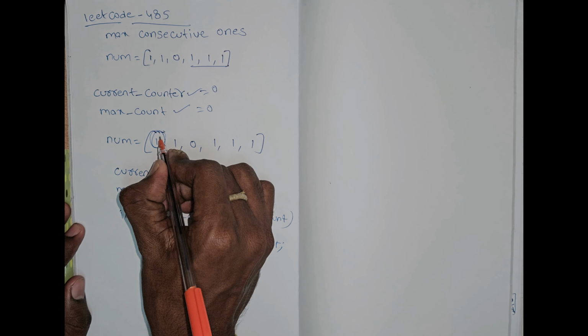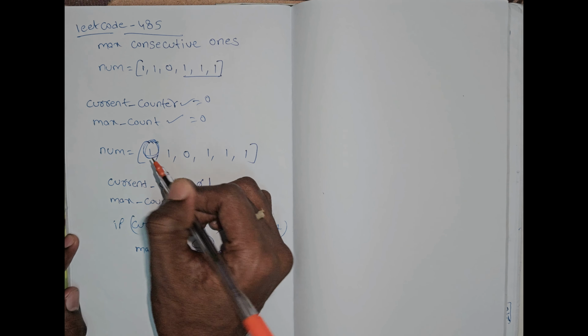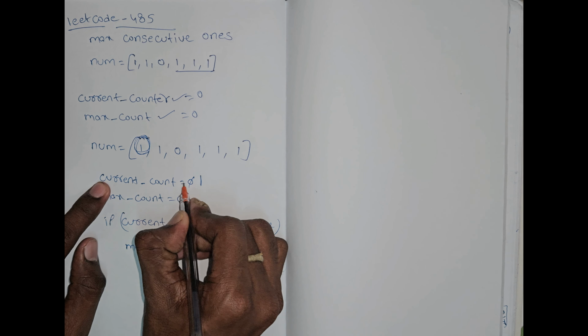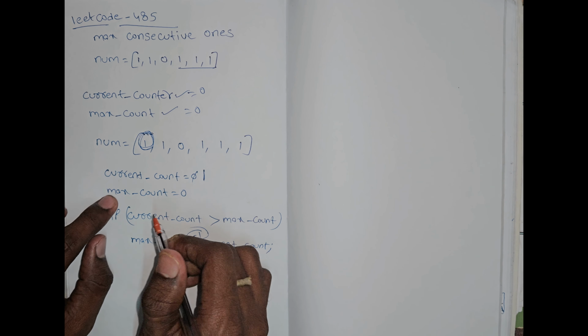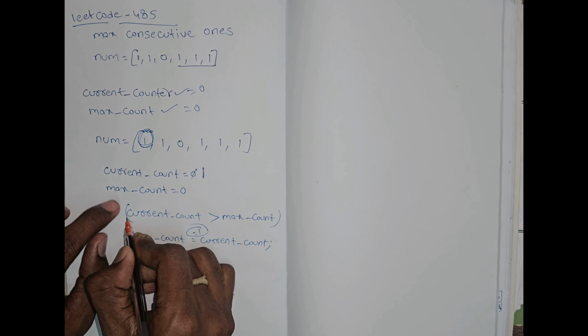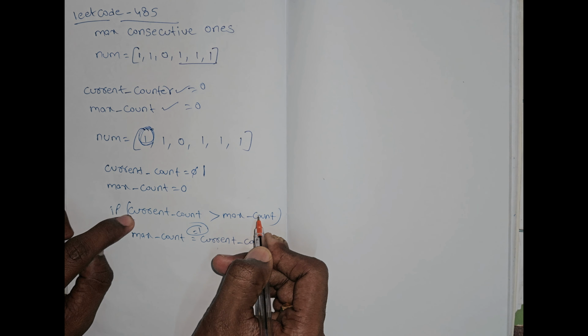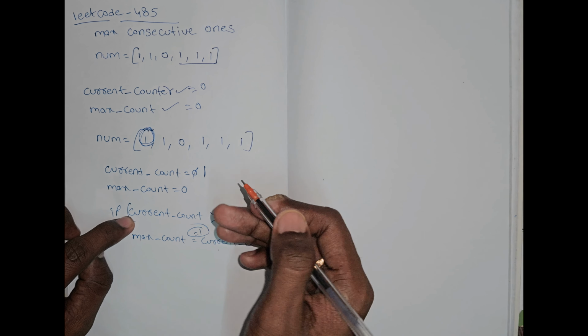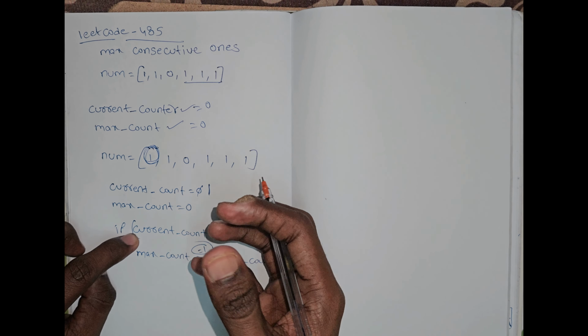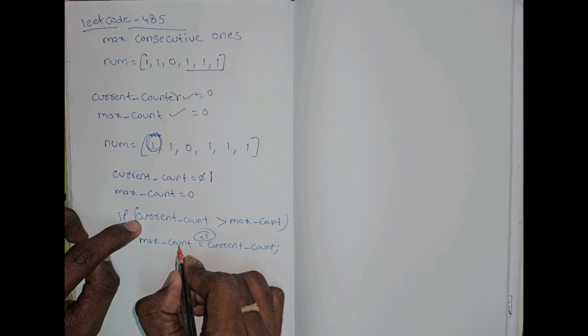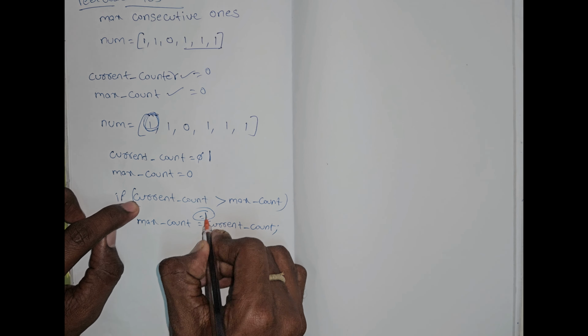Now look at the first number, it's a 1. Now current count equals 1. So we have to check, is current count greater than max? If yes, it's greater than 1, so we have to update max count to 1.